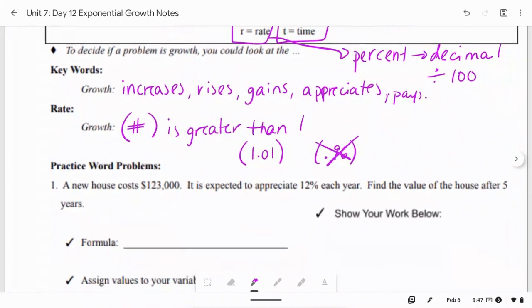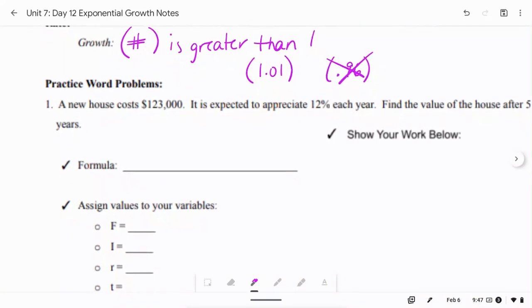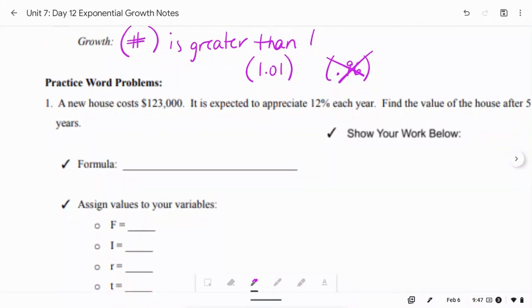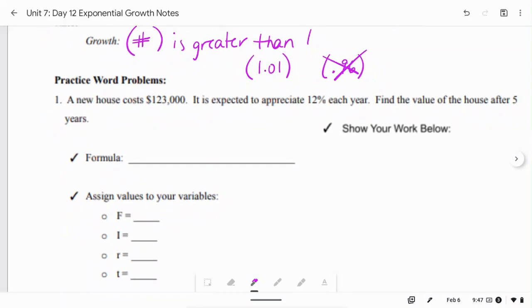So let's apply this formula to an actual word problem example. The problem says a new house costs $123,000. It is expected to appreciate 12% each year. Find the value of the house after 5 years. So the key vocab word here is appreciates. That's how I know it's exponential growth.